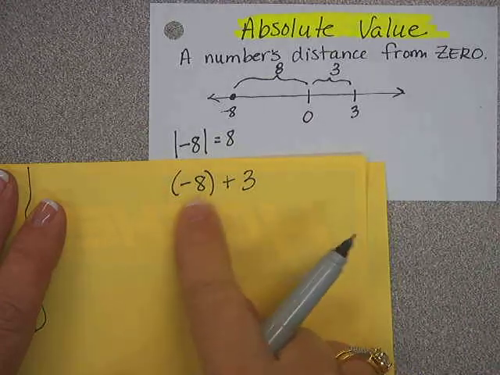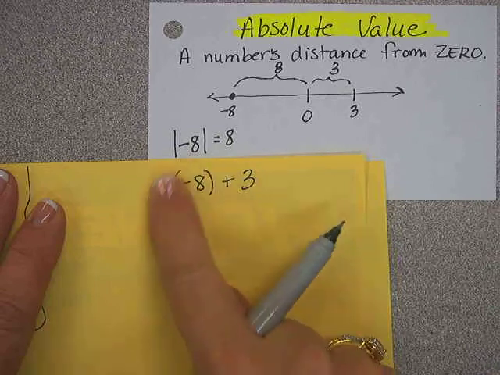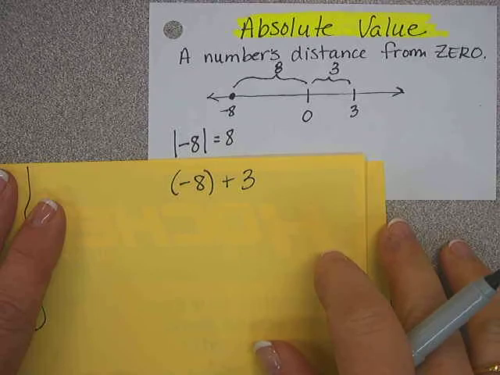-8 plus 3. This does not mean the absolute value of -8. This is just a way of bringing your attention to that -8 symbol.